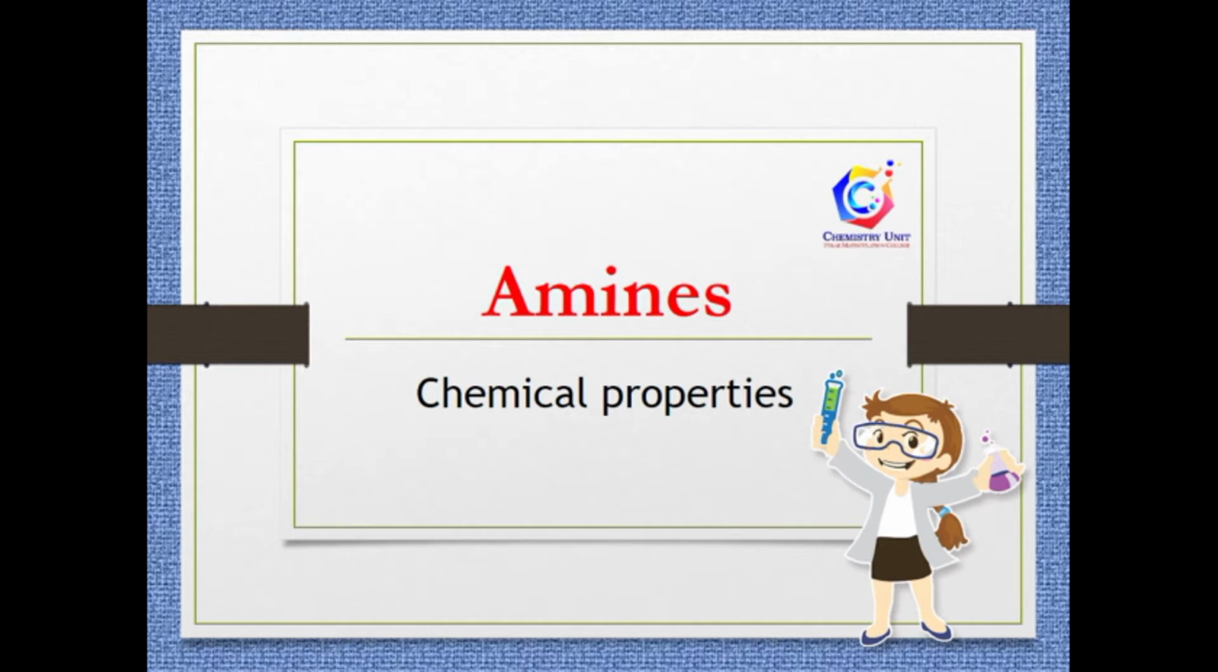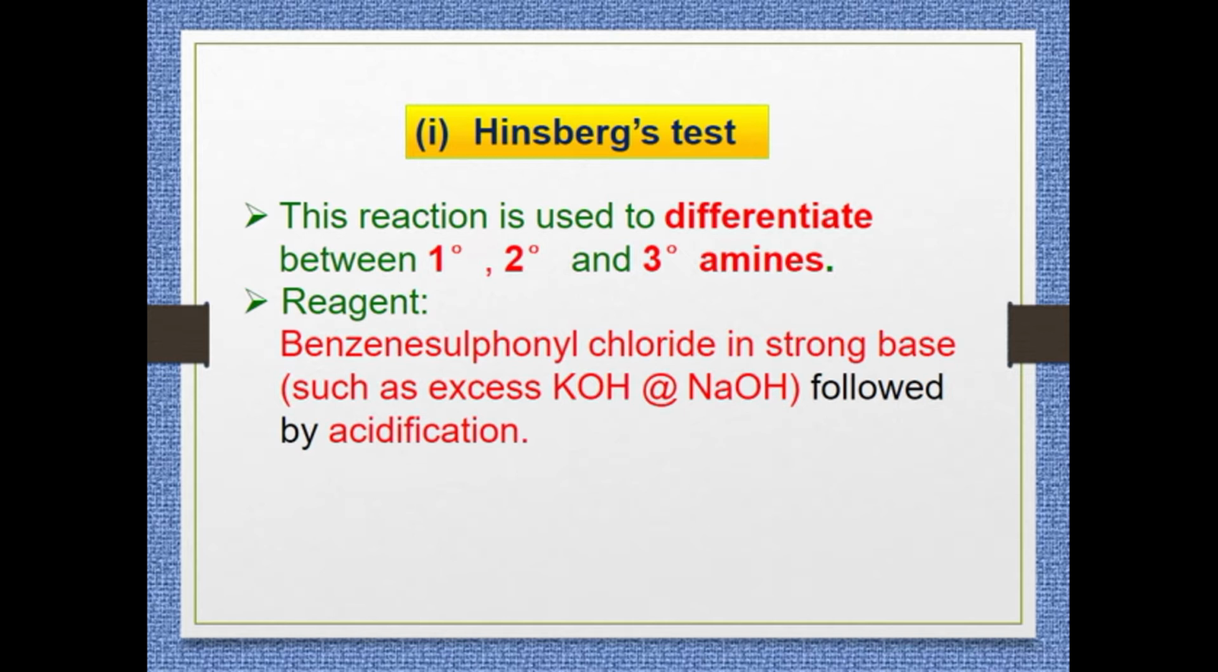Today we are going to learn the chemical properties of amines. The first reaction we are going to learn is Hinsberg's test. This is a very important test or reaction to differentiate between primary, secondary, and tertiary amines. The reagent used for this Hinsberg test is benzene sulfonyl chloride in strong base, such as KOH or NaOH, followed by acidification.